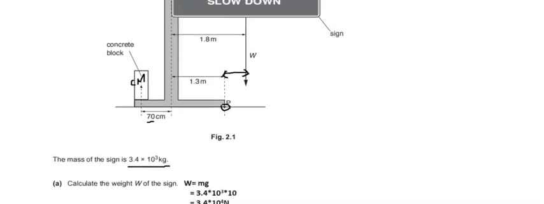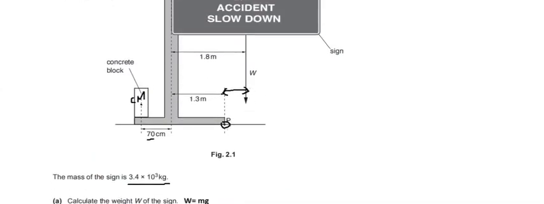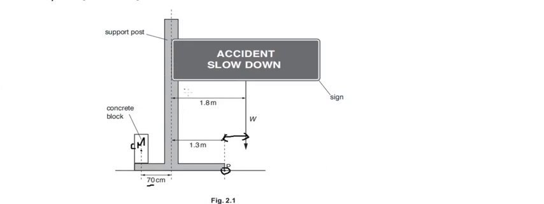So in this case also, the moment produced by the weight about point P is equal to the moment produced by this concrete block about point P, and that's why they can cancel each other. That's why this support post is not falling either on the right hand side or the left hand side. It is standing exactly vertically and constantly, because the moments are equal and opposite.